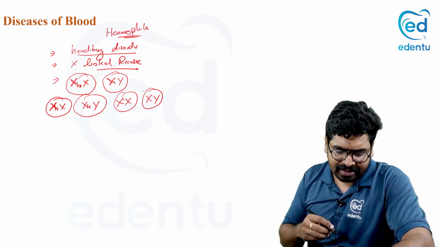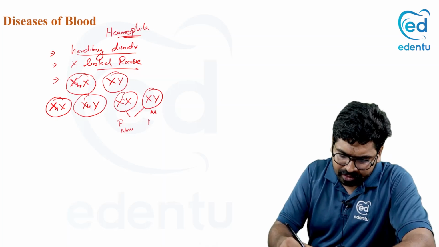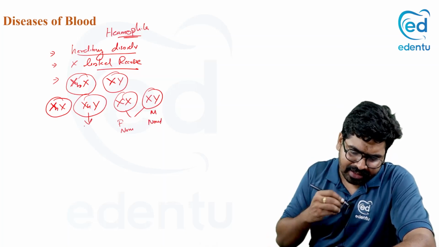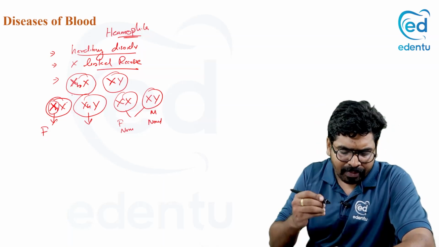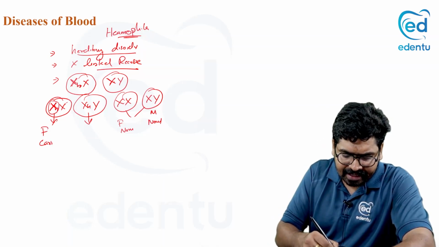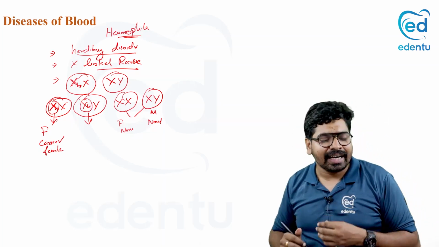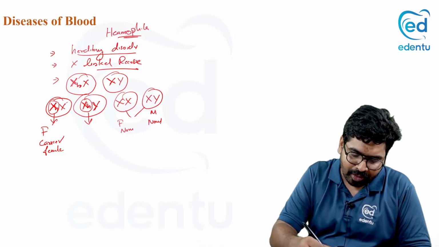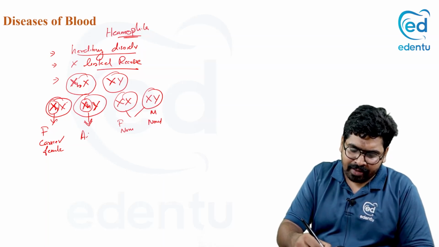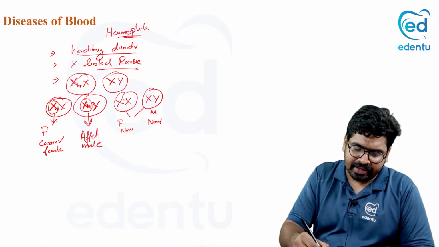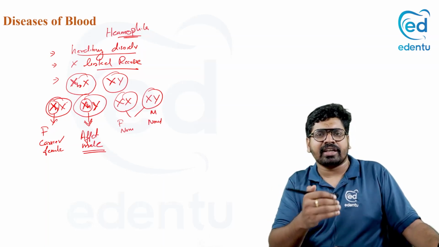So here what you can see is that one is a normal female child, and this is a normal male. And here you can see that the female child has one defective chromosome, but the normal X chromosome will compensate for it, and she is a carrier female. There are no manifestations. But for this guy here, the poor guy, he has received the defective X chromosome, and there is no other X chromosome to compensate for this, so he will have the manifestation. So he is the affected male here. This is how the transmission of hemophilia occurs from generation to generation.